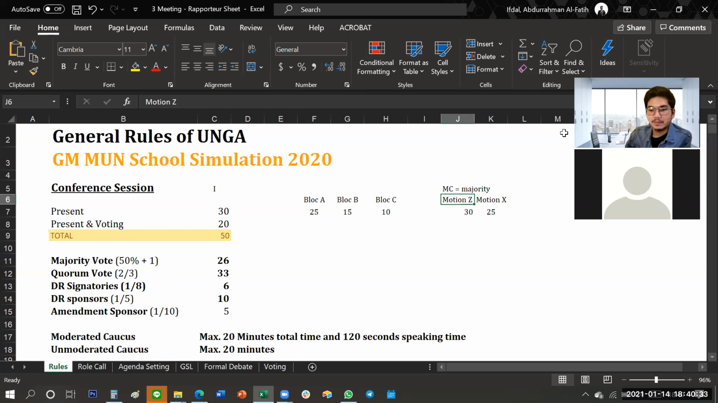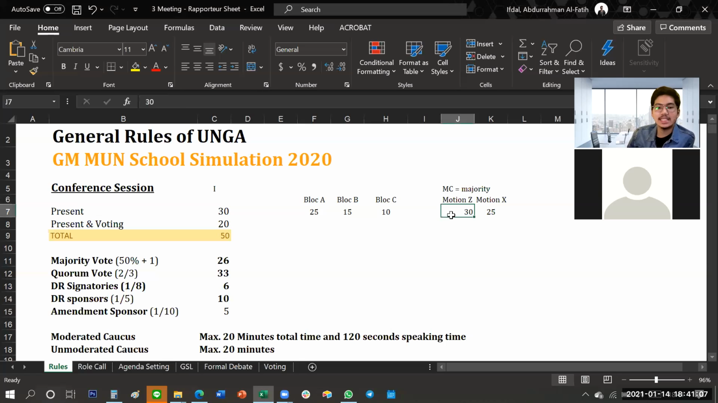Can anyone give me the answer as to which motion will pass if we use majority vote in any moderated caucus? Can anyone share the answer in the Zoom chat? Which motion would pass if we use majority vote? Okay, thank you, Cindy. Yes, the answer will definitely be motion Z.